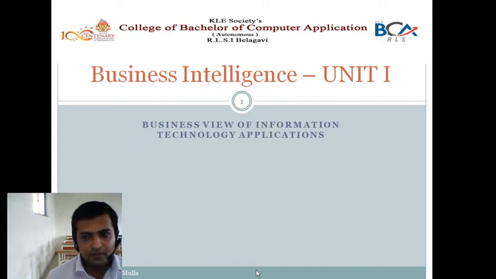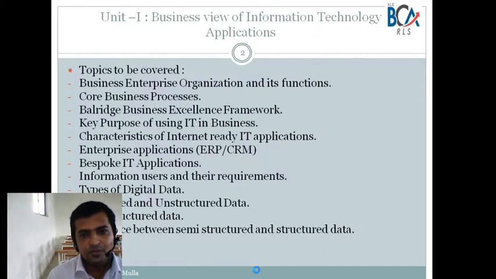Good afternoon, everyone. In this PPT, we will be going through what is there in the subject of business intelligence. In this first unit, which is named Business View of Information Technology Applications, you are going to learn topics like business enterprise organization and its functions. You'll have core business processes, then the Baldrige business excellence framework. Then we have the key purpose of using IT in business.